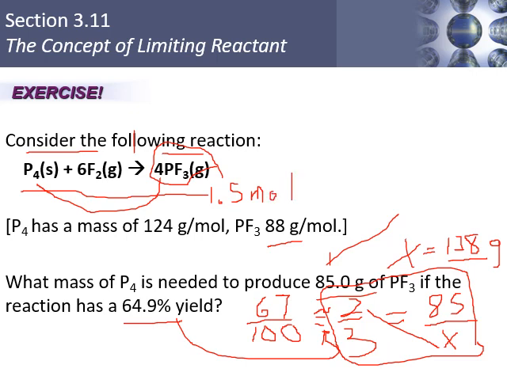But remember, for every 4 of these that we make, we only need 1 of these. In other words, we only need 1/4 as much of the P4 as we have of the PF3. So we're going to multiply this by 1/4, just divide by 4. And that'll give us the number of moles we need of the P4. And then you're basically done. All you have to do is convert moles to grams, and you're finished. Okay, let's go to the next slide and look at the actual numbers.